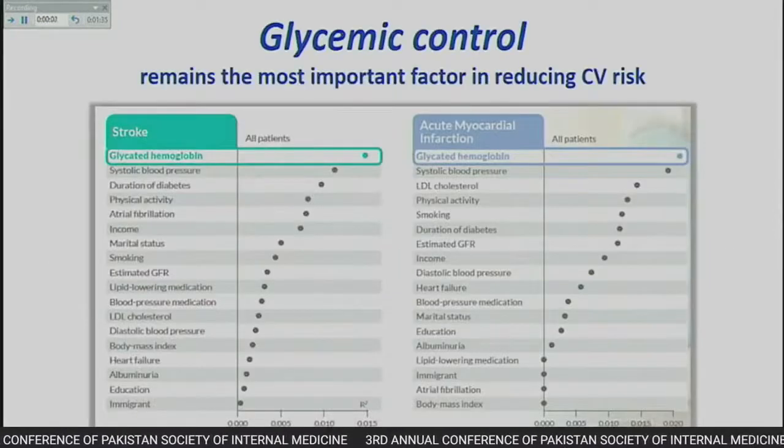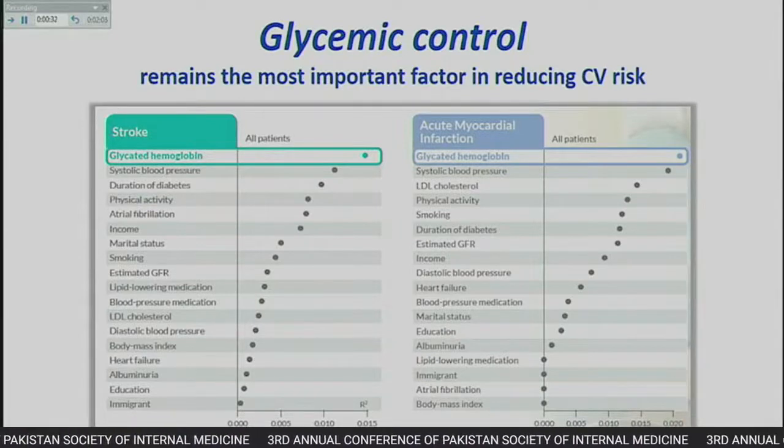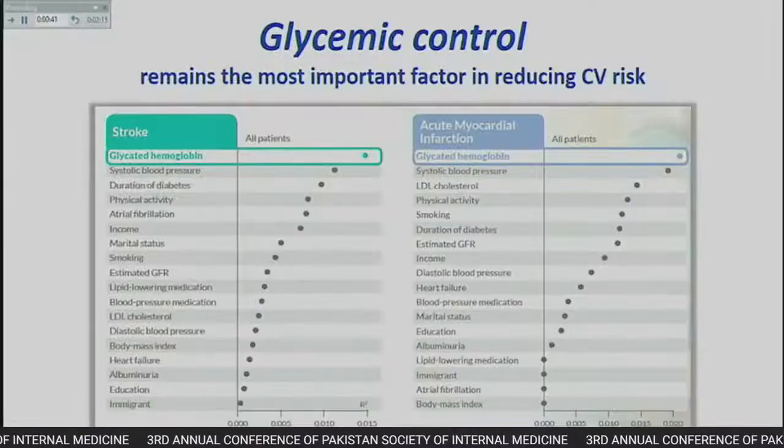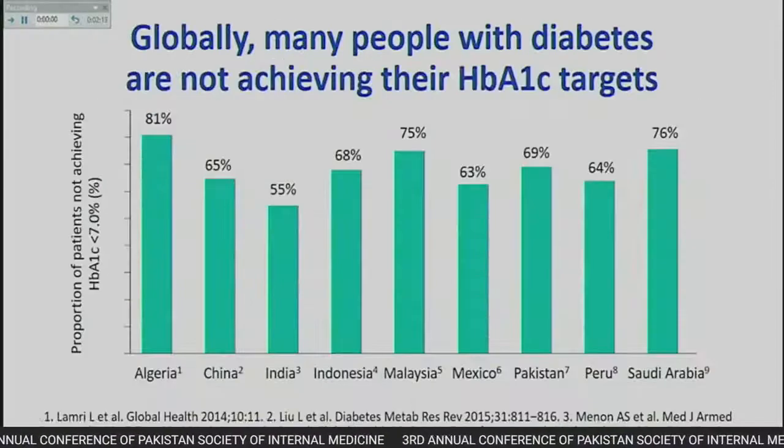Now just see this, stroke and acute myocardial infarction. I'm sorry, I can't point to it there. You see stroke and acute myocardial infarction and the factors which are important in causing them. Now just see myocardial infarction. Top of the list is glycated hemoglobin. Next is systolic blood pressure, LDL cholesterol, physical inactivity, smoking, marital status. Don't smile, you cannot change marital status. You can change a lot of things up there that you see. So HbA1c is very important. Bad HbA1c is something that will lead to stroke and heart attacks. As somebody who manages diabetes, you have to control HbA1c fantastically.